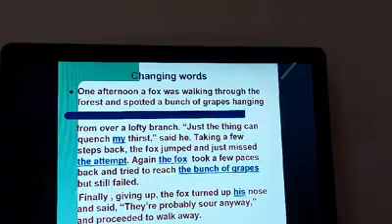One afternoon, a fox was walking through the forest and spotted a bunch of grapes hanging from an overlooked branch. "This thing can quench my thirst," said he. Taking a few steps back, the fox jumped and just missed the attempt. Again, the fox took a pace back and tried to reach the bunch of grapes and still failed. Finally, giving up, the fox turned up his nose and said, "They are probably sour anyway," and proceeded to walk away. That is all about it after changing the expression.